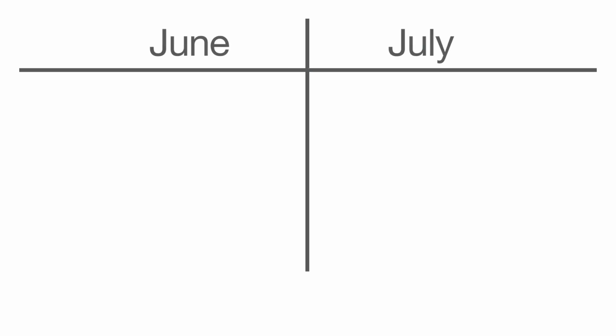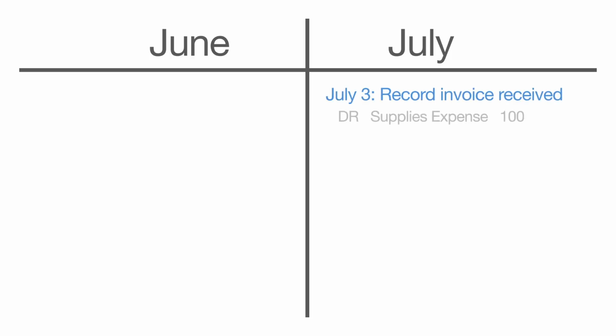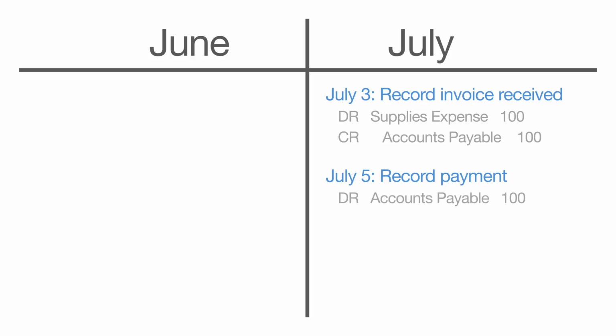Journal entries are recorded into FIN 9.2 to account for this purchase. The first journal entry records when the invoice is received in July. It's a debit to the expense account and a credit to the accounts payable account in the amount of the invoice. The next journal entry records the invoice payment, also in July. This journal entry is a debit to the accounts payable account and a credit to the cash account.